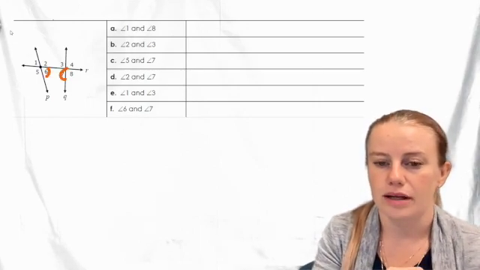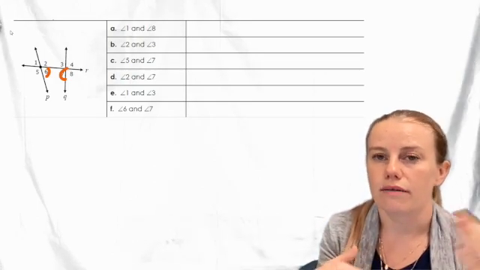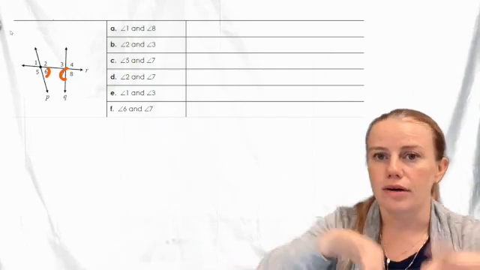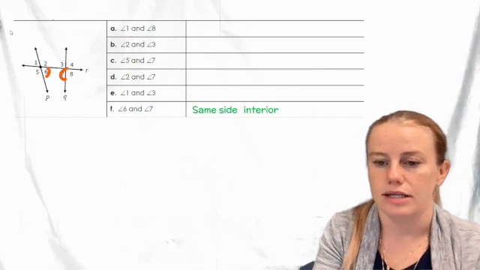And 6 and 7. Let's look at where those are. Are they same side or opposite side of the transversal? Same side. Are they outside, exterior, or inside, interior? Interior. So same side interior. Okay, that's all we're going to be doing today, looking at some of our lines with our angles and identifying what kind of angles they are.